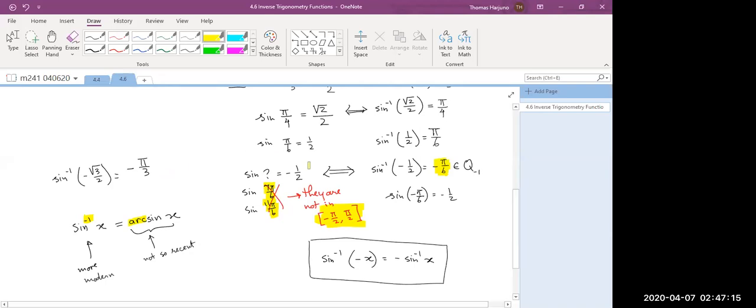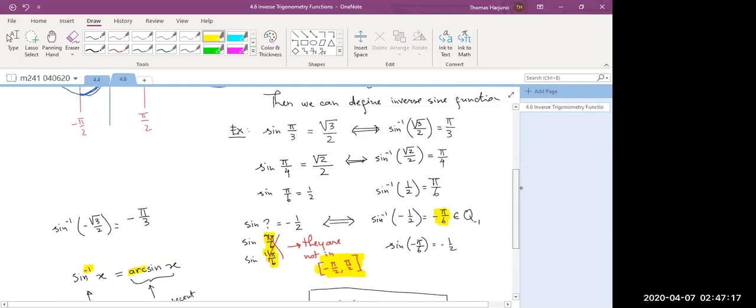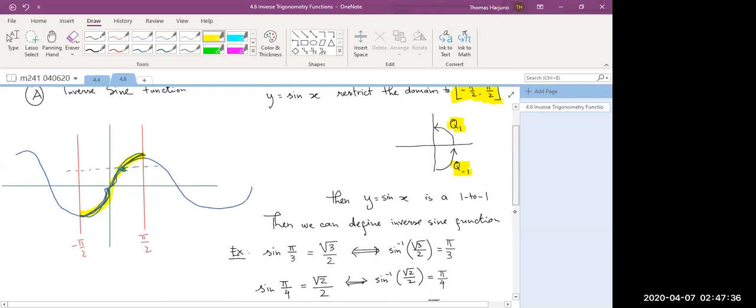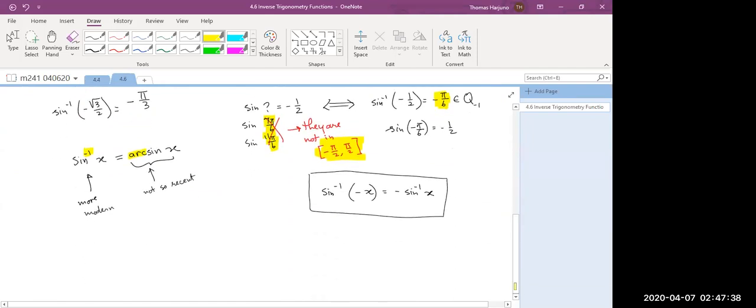Okay. What we learn from here, the important one, is the restricted domain. Why do we need to restrict the domain? Because the sine function is not one-to-one until we restrict the domain to negative pi over 2 to pi over 2. Now that's for the inverse sine function. The second one, inverse tangent function.